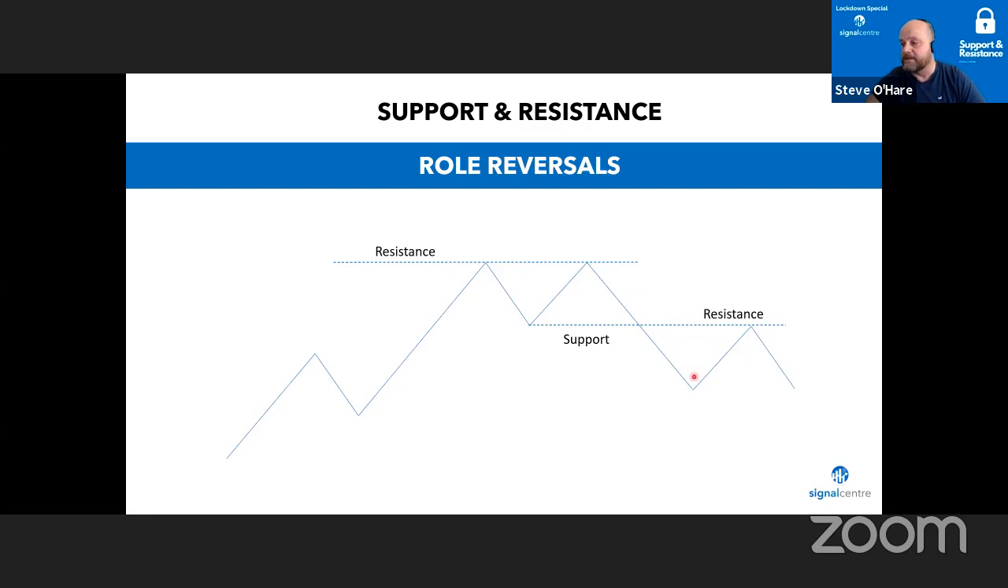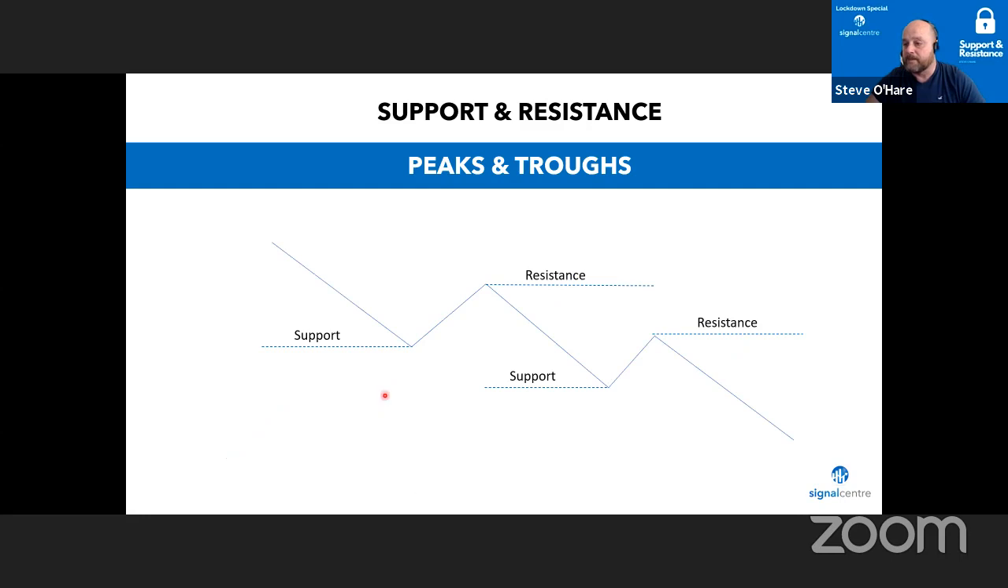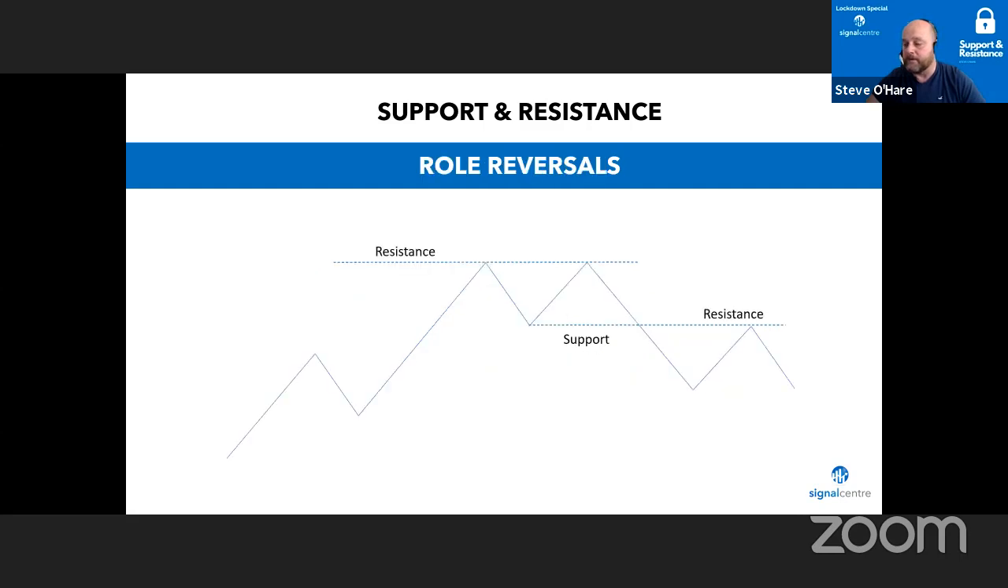So support is basically, as we can see from these charts, a level under the market which has strong buying interest, and that's what it is. And resistance will be a level above the market which has strong selling interest. So just think about that when you're looking at these slides.